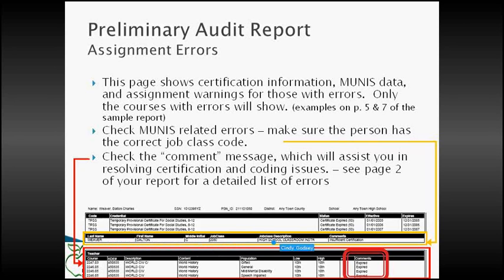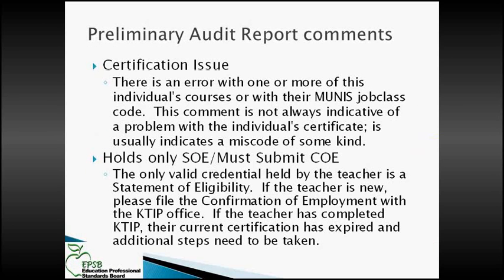Munis-related errors are going to be in this yellow box. If there's not a Munis error or if Munis has not arrived, nothing will show here. The comments are what you look at to find what the problem is. For Munis, it's always going to say insufficient certification. For the course information, it will tell you a variety of things.